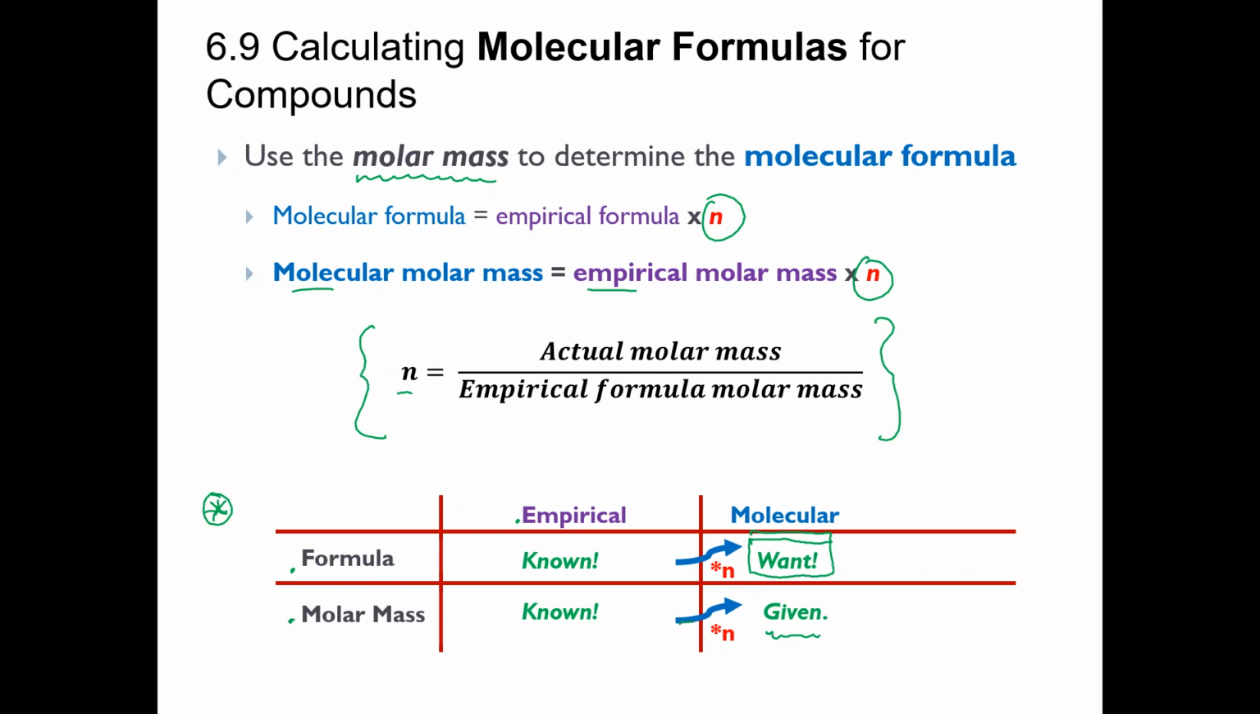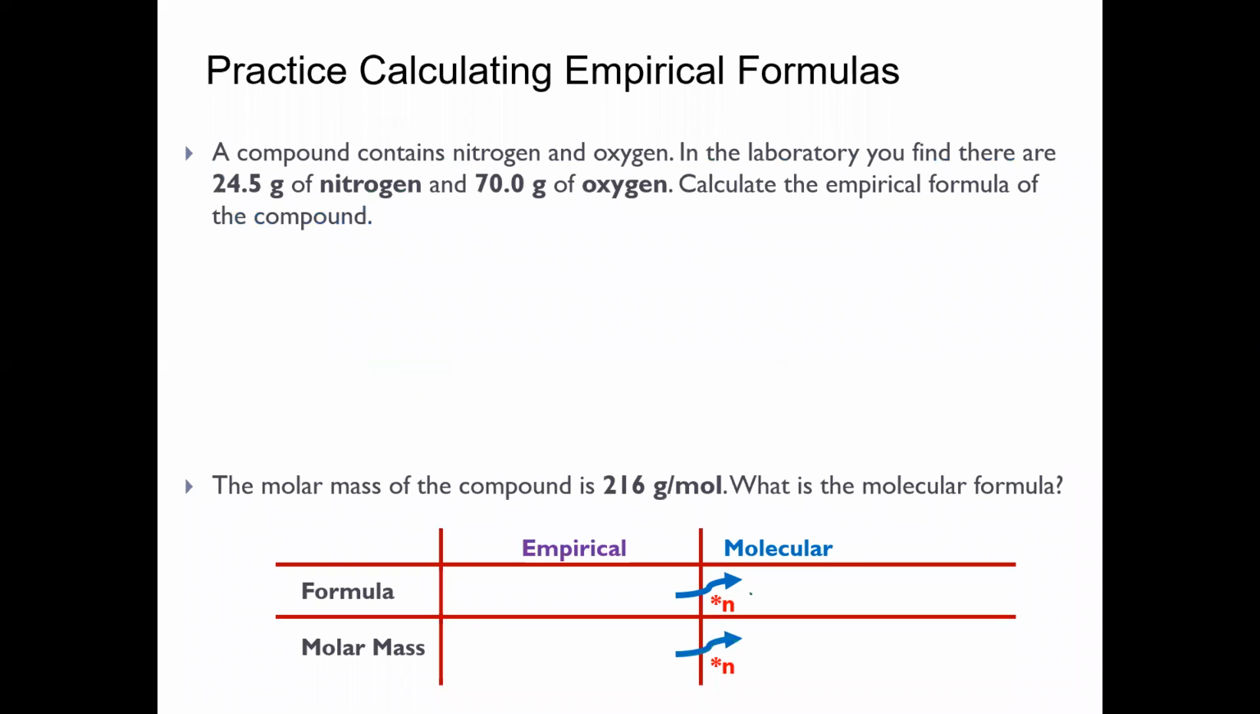To go from our empirical up to our molecular formula, we have to have this scaling factor n. And if we know these two numbers, we can use essentially this formula to solve for n. All right, what does this look like?